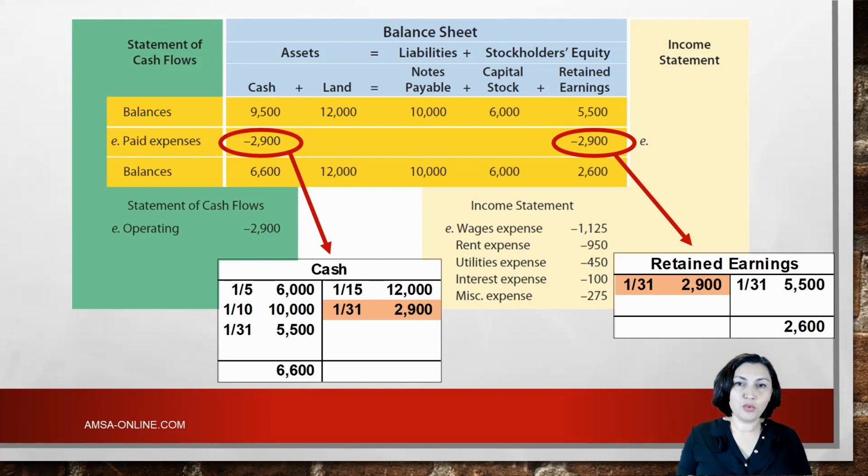For simplicity, we use one ledger account called retained earnings, as expenses are a part of retained earnings. Because expenses decrease retained earnings, they are shown on the left side of the retained earnings T account. In the real world, you will have a separate ledger account for major categories of expenses. If you would like to learn how to close expense accounts to retained earnings, I would recommend watching the video, The Accounting Cycle, Reporting Financial Results. I am posting the link in the description to this video.